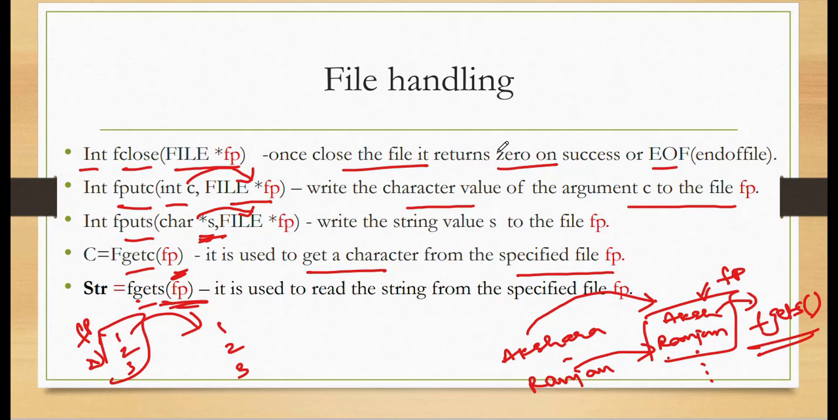So these are all the important file handling functions. Using these we can do any program. fclose is used to close the file pointer, and fputc is used to put a character into the specified file. fputs is used to put a string inside the file, and fgetc is used to get a character from the file. fgets is used to get a string from the file pointer.